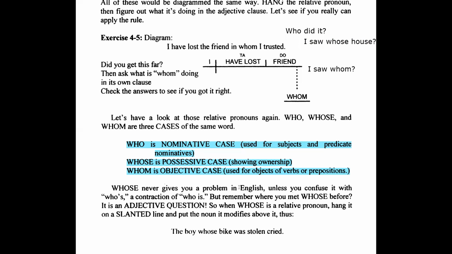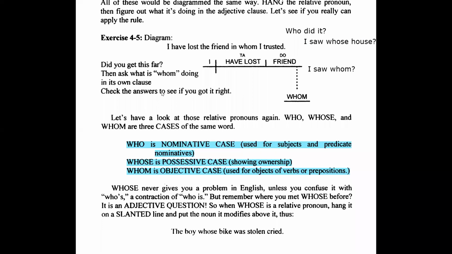Whose never gives you a problem in English unless you confuse it with who's, as in the contraction who is. But remember where you met whose before? It is an adjective question. So when whose is a relative pronoun, hang it on a slanted line and put the noun it modifies above it. Thus, let's look at this sentence. The boy whose bike was stolen cried. Pay close attention to this sentence.